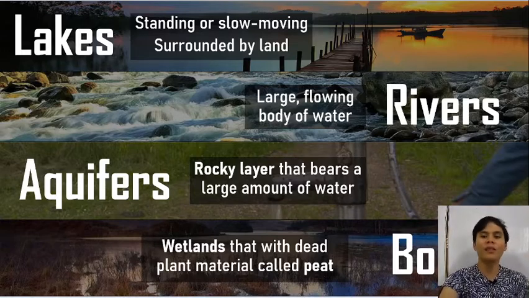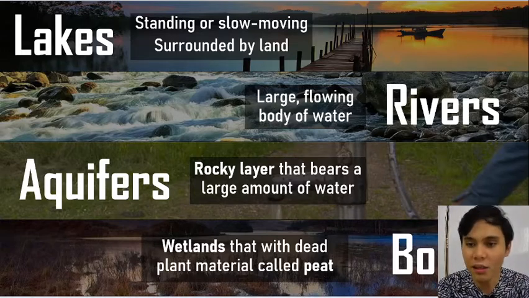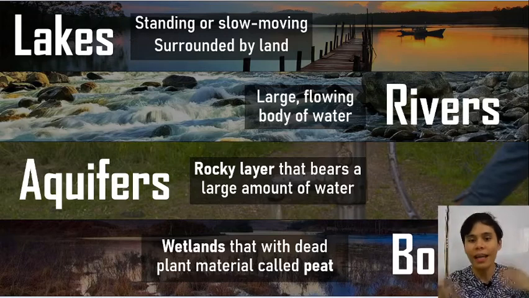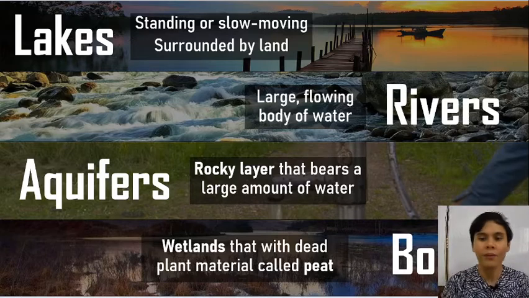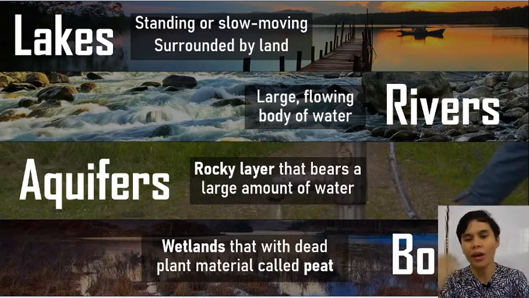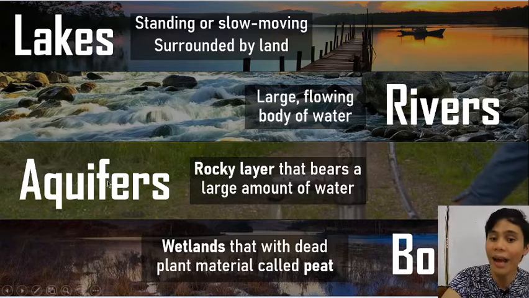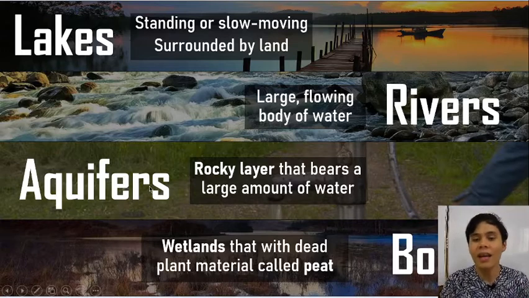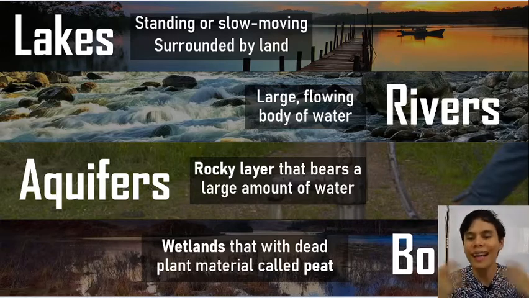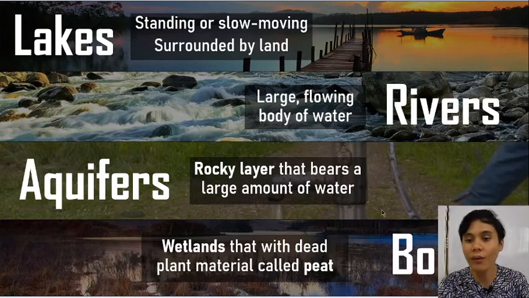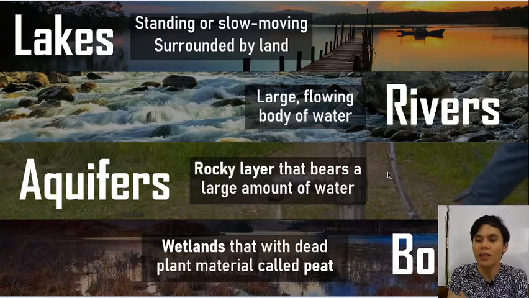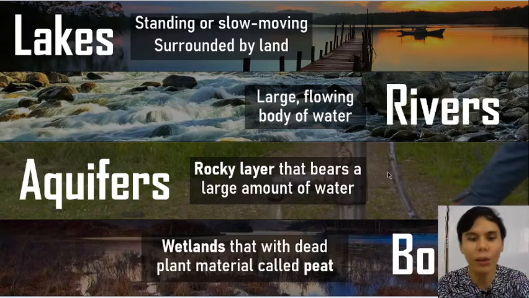Next, we have rivers. These are large flowing bodies of water. So your rivers can run either to lakes or to the ocean itself. Underneath the soil, underneath the ground, is the possibility of aquifers. These are rocky layers that can bear water like a sponge. That's why we have groundwater wells and water pumps. They draw water from aquifers.